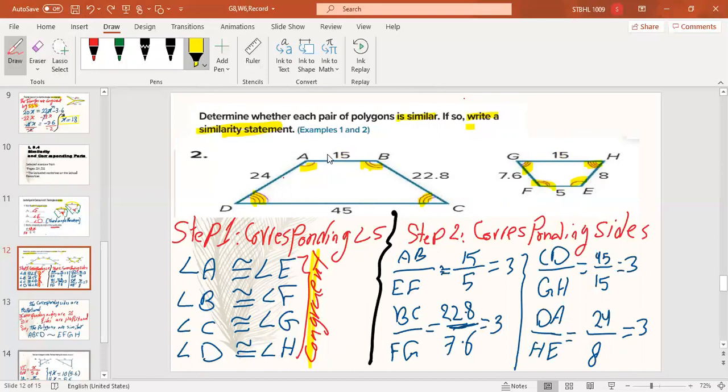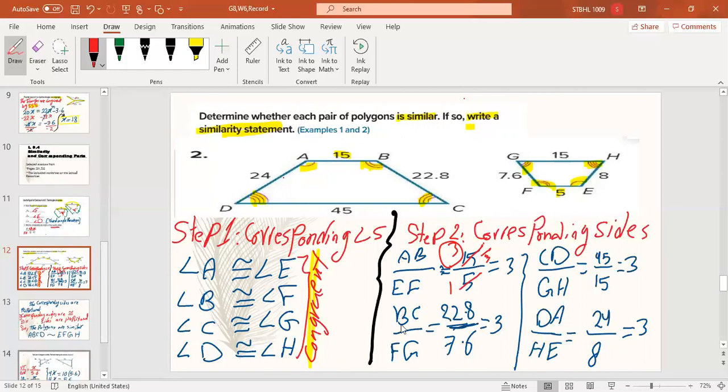Line segment AB equals 15 over line segment EF, which is 5. And when we simplify it, we will divide both sides by 3. When you divide by 3, here you will get 1, and here you will get, we will divide both sides by 5. When we divide both sides by 5, here we'll get 1, and here we will get 3, because 15 divided by 5 is 3. So the ratio between the two corresponding sides, AB and EF, equals 3 in its simplest form.